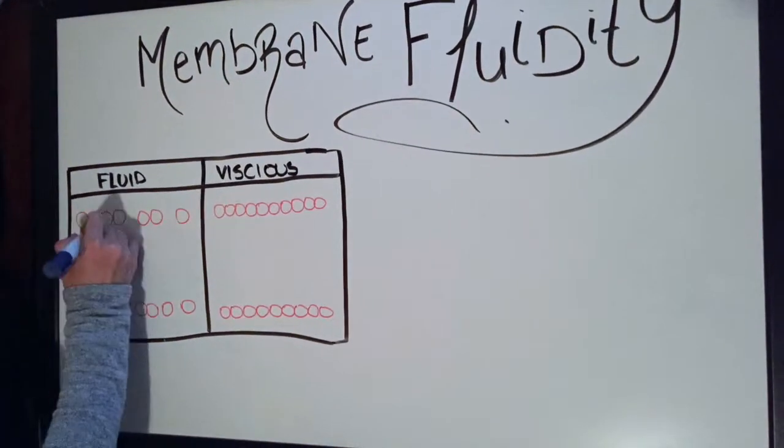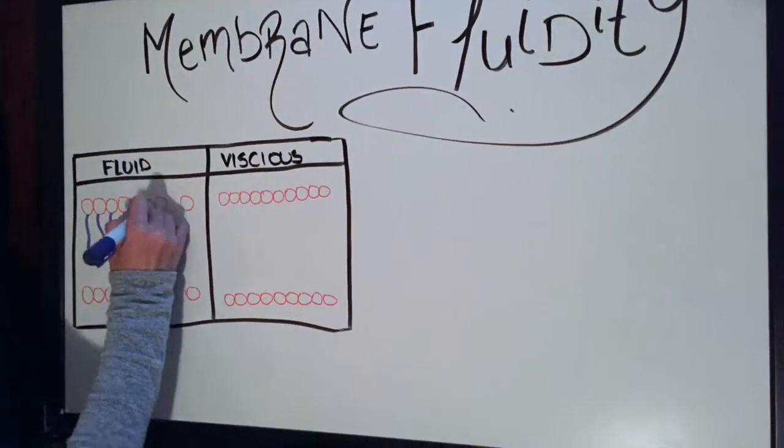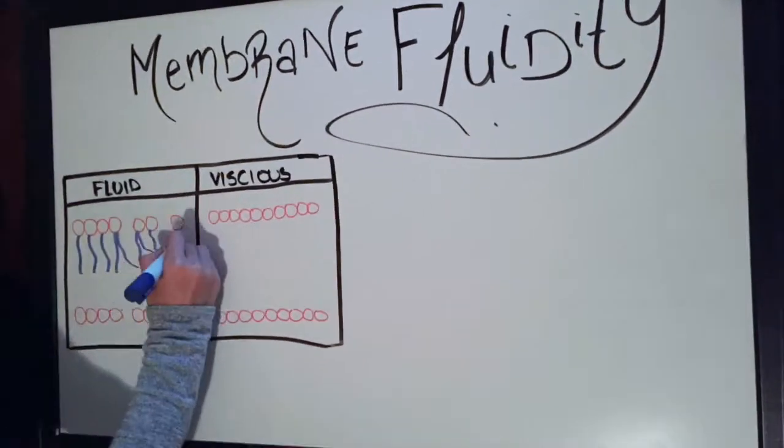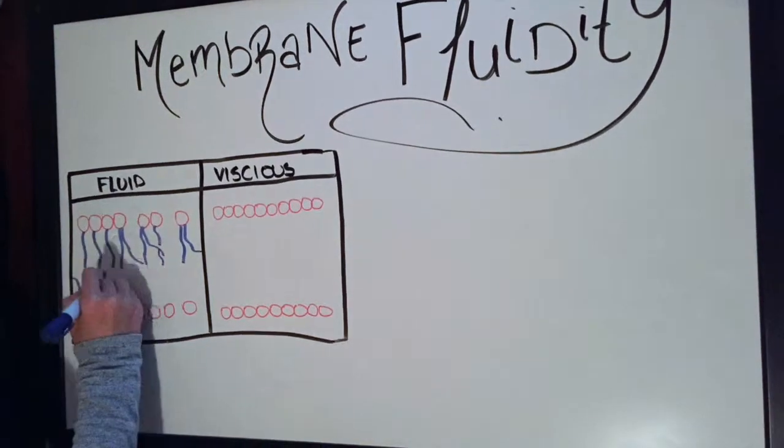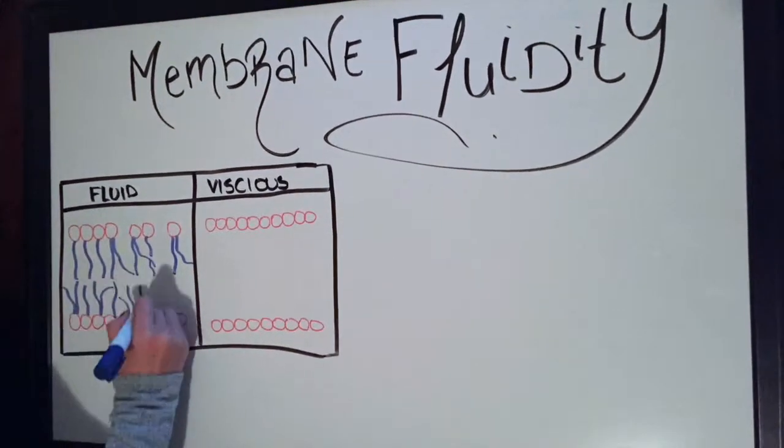The cooler the temperature, the stiffer and less fluid the membranes are. The inverse is true at higher temperatures. Think of butter melting in the heat and becoming stiff in the fridge.